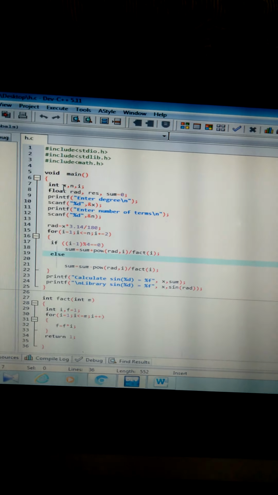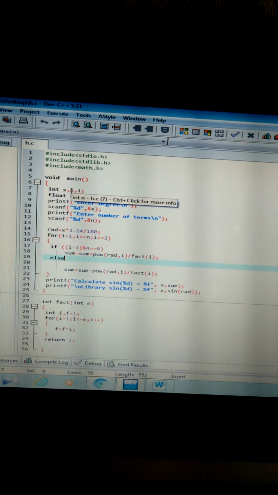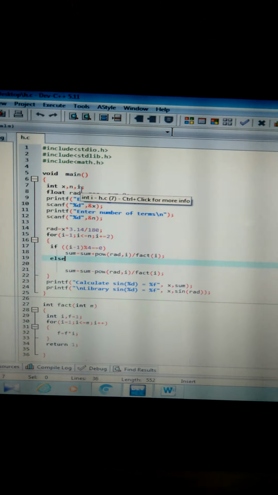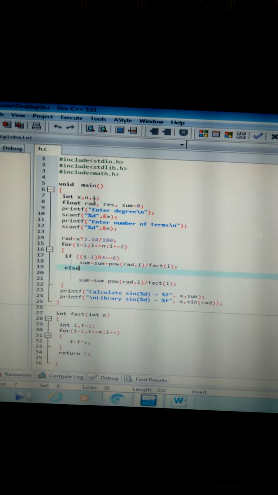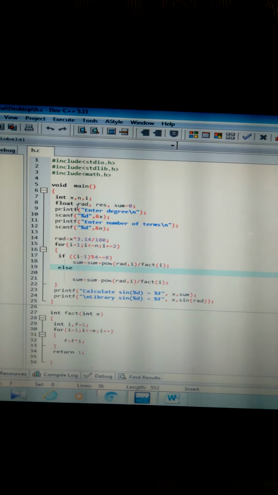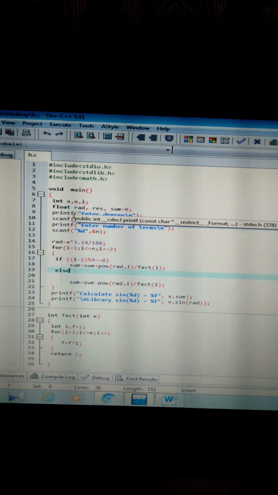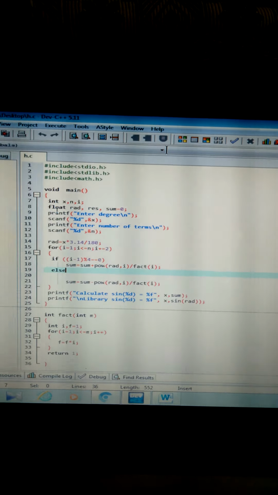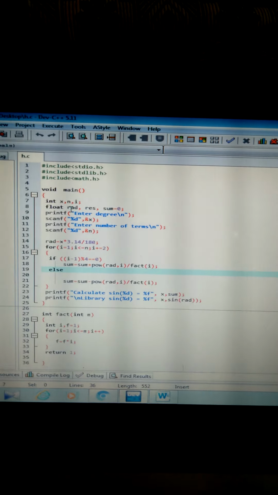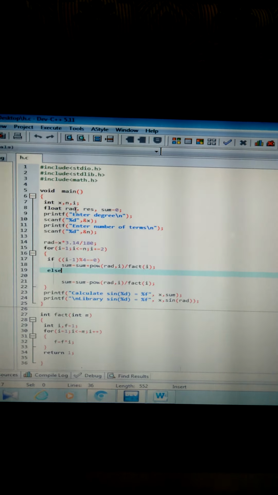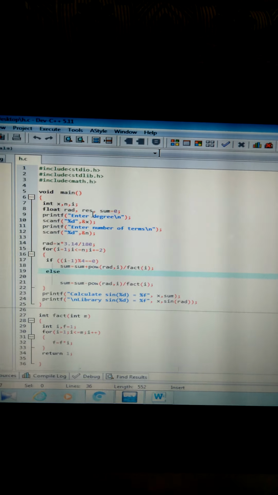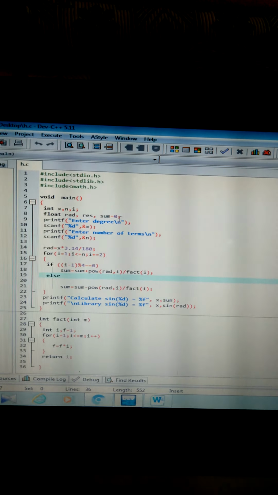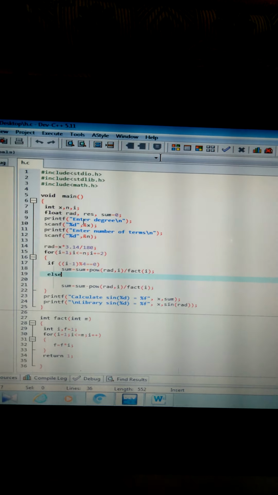x is the value of the angle we are taking, n is the number of terms in the Taylor series we are using. i is the index of the angle in this Taylor series. I will show you the Taylor series while tracing. Float rad means convert the angle into radians, and then result is the sum of the resultant series, initialized to 0 here. Then the printf statement appears.